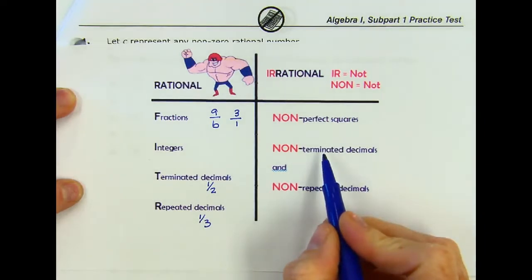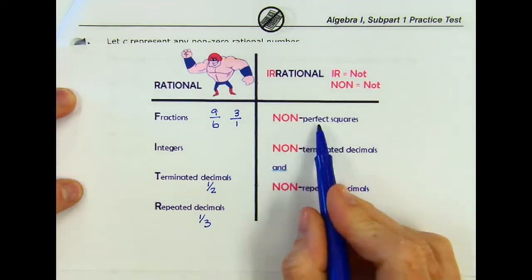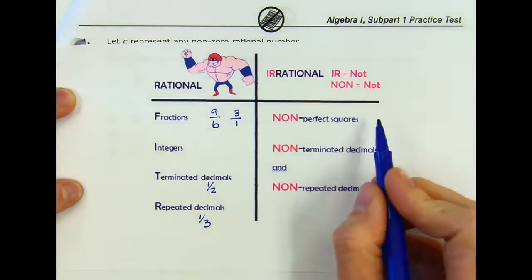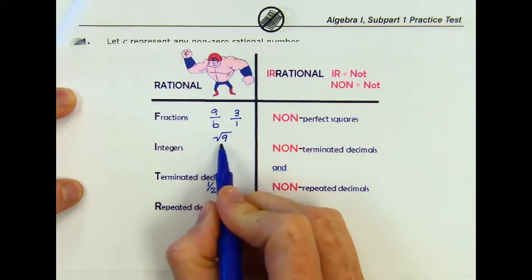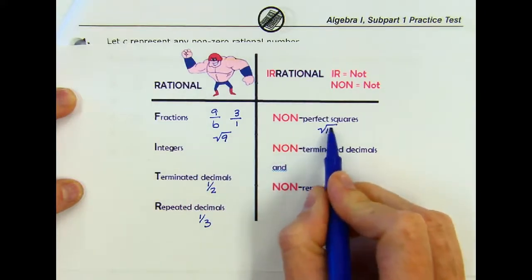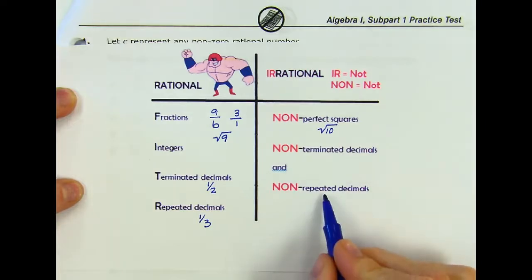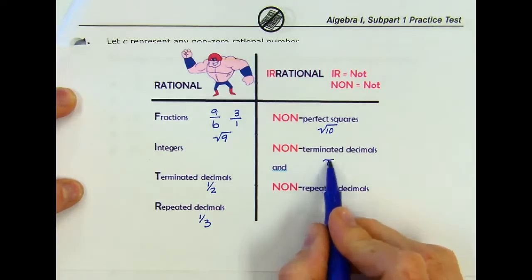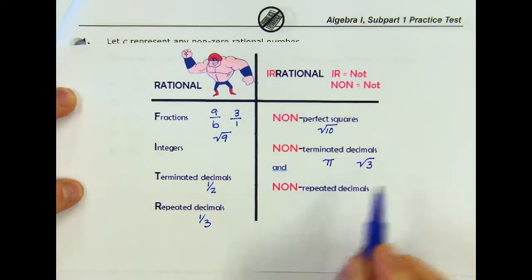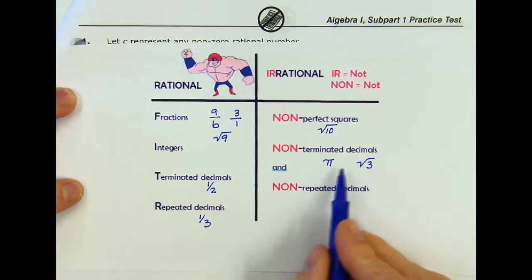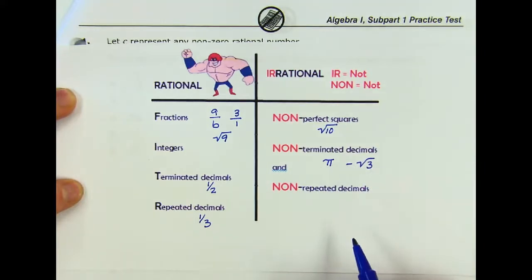An irrational number means non-perfect squares. So for example, square root 9 is rational, but square root 10 is irrational. They do not terminate and they do not repeat. So pi, square root 3, positive or negative numbers as long as they are irrational.